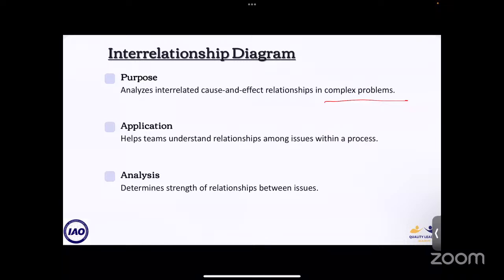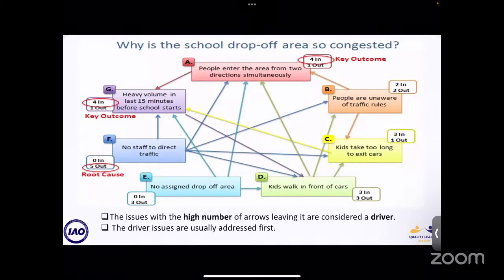So what do I use? The interrelationship diagram. So in here, I write all the problems and start analyzing which problem leads to other problems. So, for example, here we have people enter the area from two directions simultaneously. So, this leads to another issue, which is a traffic jam in the last 15 minutes. You can see the arrow here from A to G.